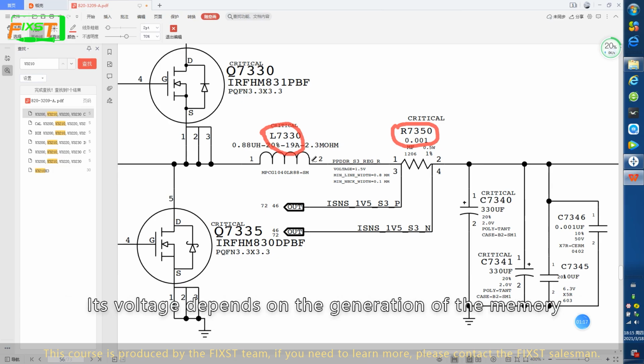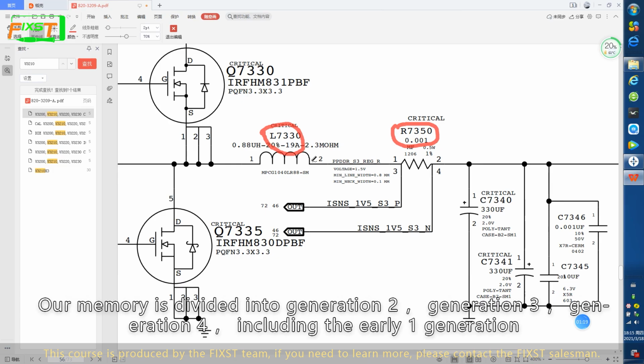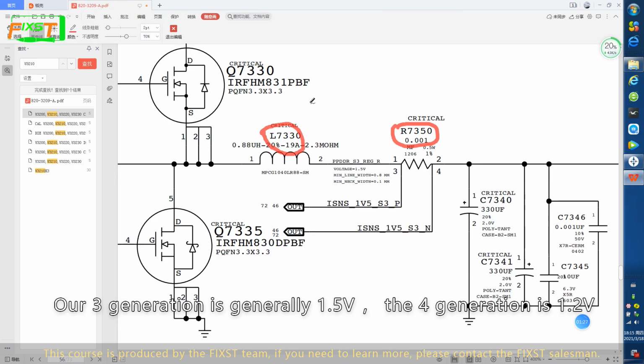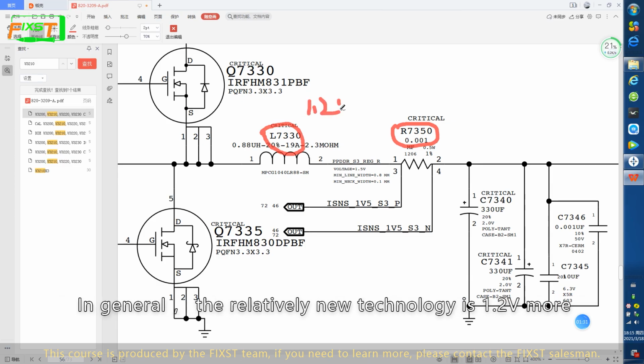Its voltage depends on the generation of memory. Our memory is divided into generation 2, generation 3, generation 4, including the early 1 generation. Our 3rd generation is generally 1.5 volt, the 4th generation is 1.2 volt. In general, the relatively new technology is 1.2 volt more.